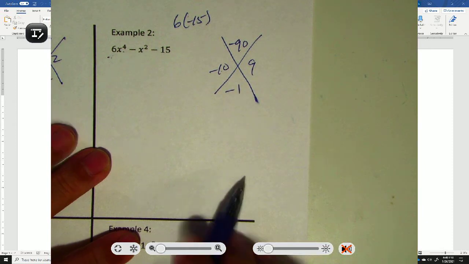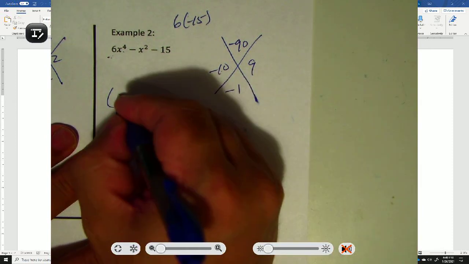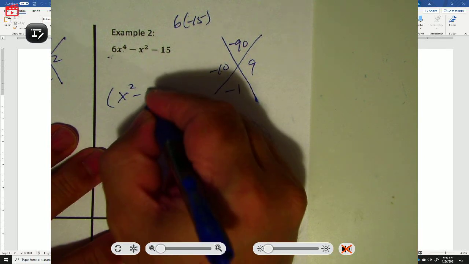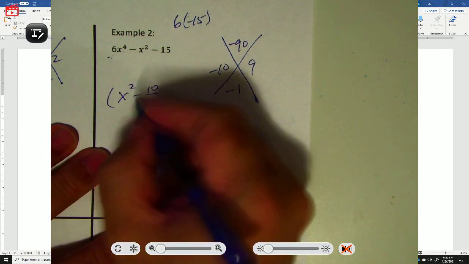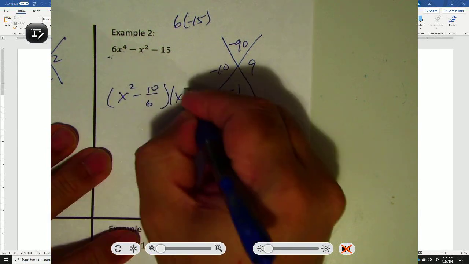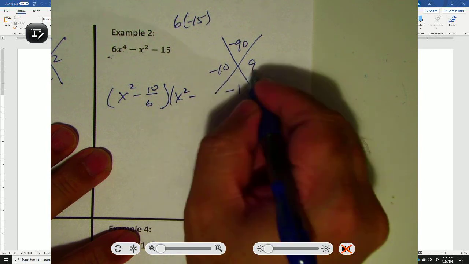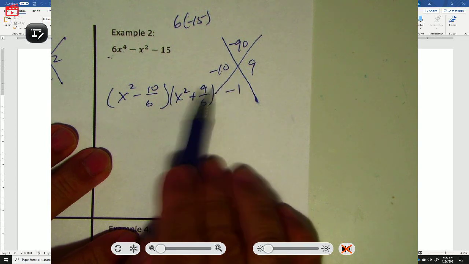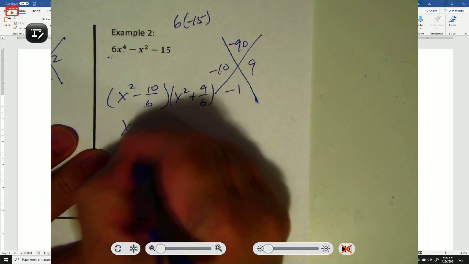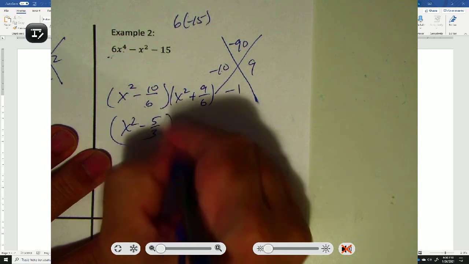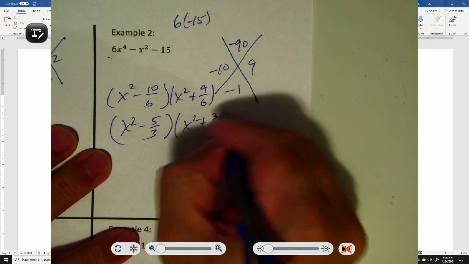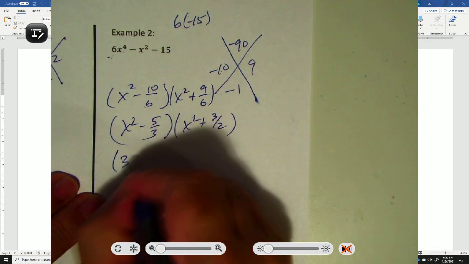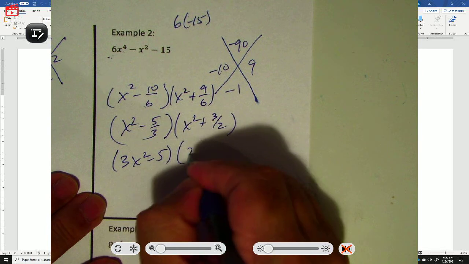All right. And then remember, this is the Lizzie method. So I write x, and I use that exponent. So it's x squared minus 10 over the leading coefficient of 6, and x squared plus 9 over 6. So the minus 10 from here, plus 9 from there. And then I reduce this. So that's x squared minus 5/3 and x squared plus 3/2, right? Reducing it. Then move my denominators up. So it's 3x squared minus 5 and 2x squared plus 3.